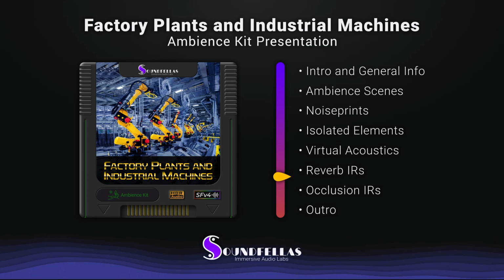Let's hear some examples from some of the reverb impulse responses included in this library. The examples are made using a character moving in space. First, let's hear the dry sample. Here's the same sample using the large factory plant room impulse response. Now let's use the auxiliary room impulse response. As a final example, let's use the production floor impulse response.